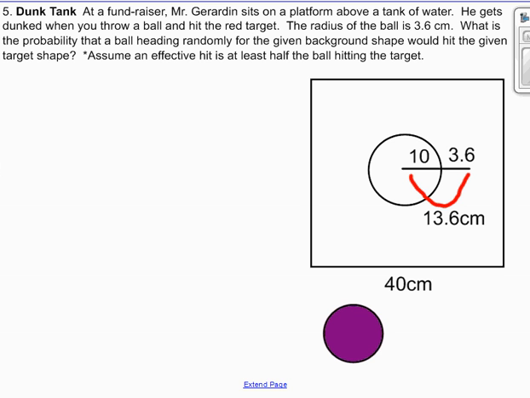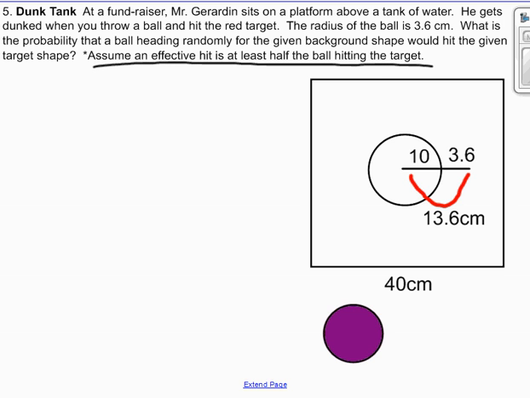Okay, here's dunk tank. Mr. Girardin, of course, sits on a platform above a tank of water. He gets dunked when you throw a ball and hit the red target. The radius of the ball is 3.6 centimeters. What is the probability that a ball heading randomly for the given background shape would hit the given target shape? Assume an effective hit is at least half the ball hitting the target.